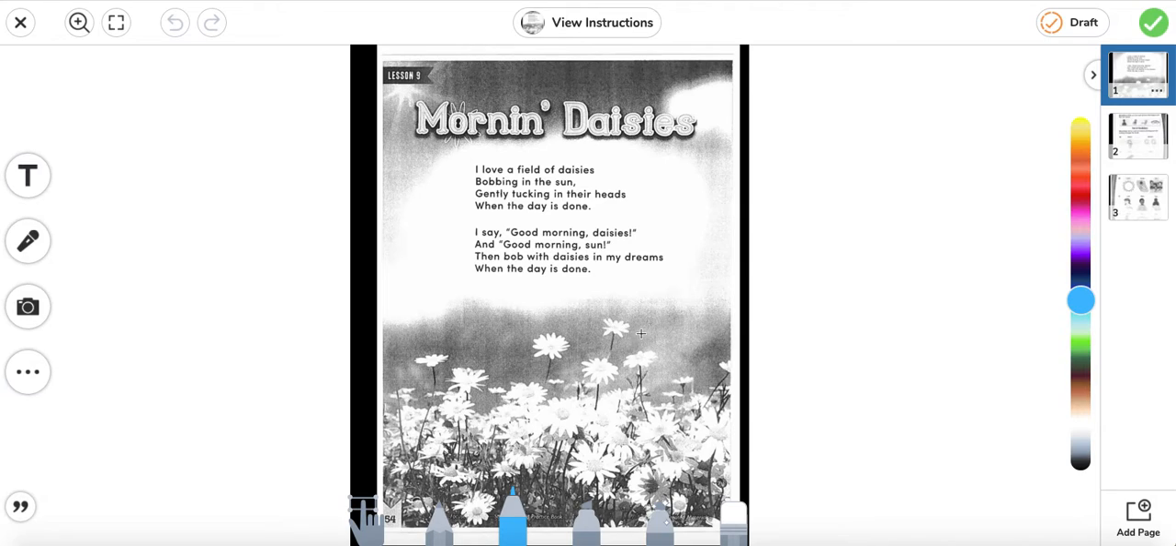This is a poem. Here the word sun rhymes with the word done. And we have it here again, sun, done. There's 2 stanzas. Here's the first stanza. Another word for stanza would be paragraph. In poems, we call a paragraph a stanza. So this is the first stanza, and this is stanza 2. And it was about the morning daisies.